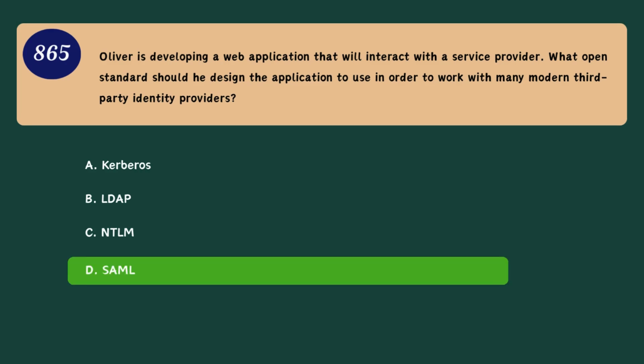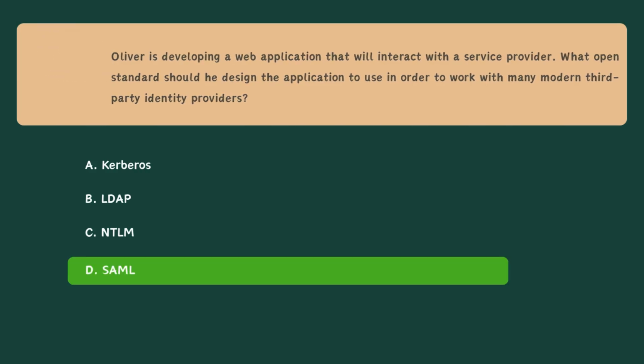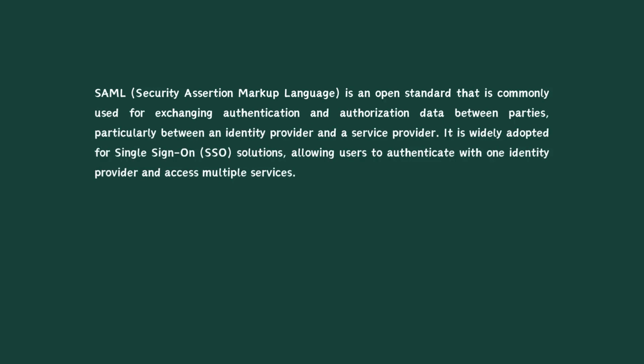Correct answer. SAML. SAML, Security Assertion Markup Language, is an open standard that is commonly used for exchanging authentication and authorization data between parties, particularly between an identity provider and a service provider. It is widely adopted for single sign-on solutions, allowing users to authenticate with one identity provider and access multiple services.